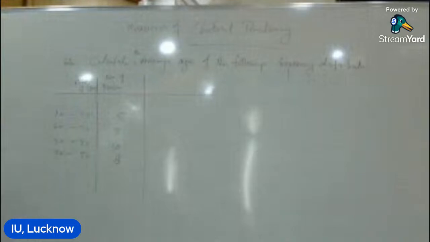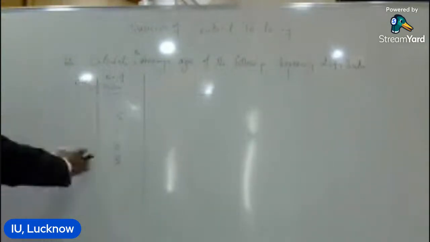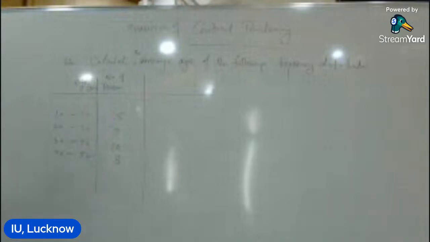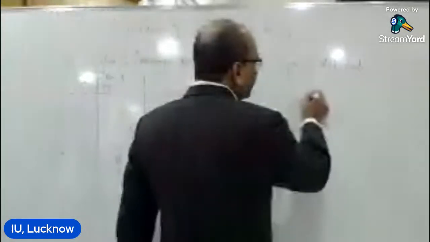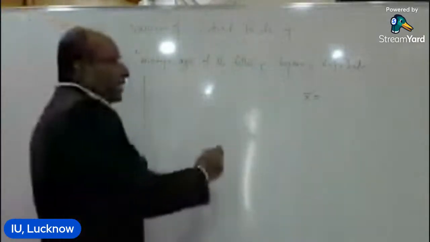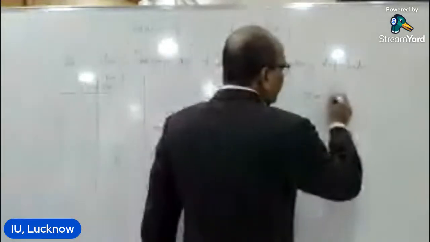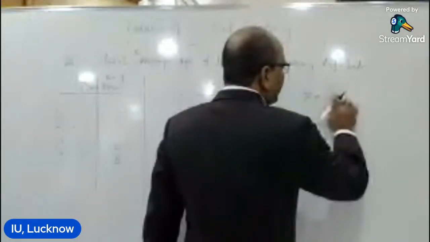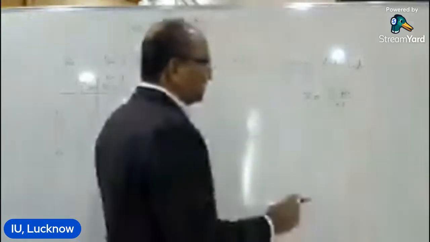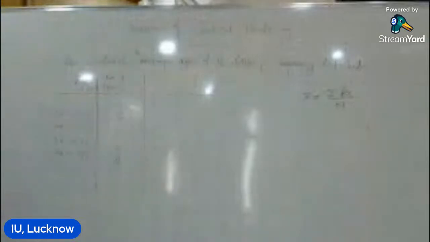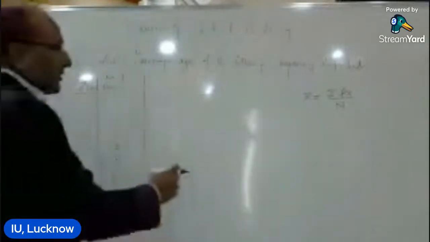We know this is a frequency distribution and the data are given in class intervals, so we can use the formula for continuous data. Suppose x represents the variable age. The formula for x bar can be written as summation fx divided by capital N. So first we have to find summation fx.